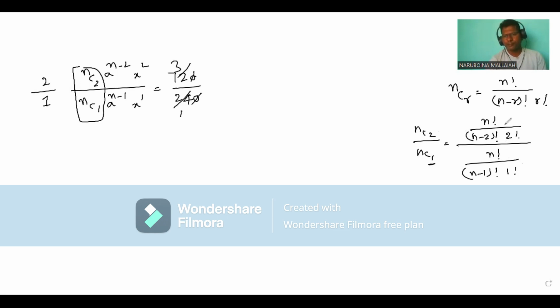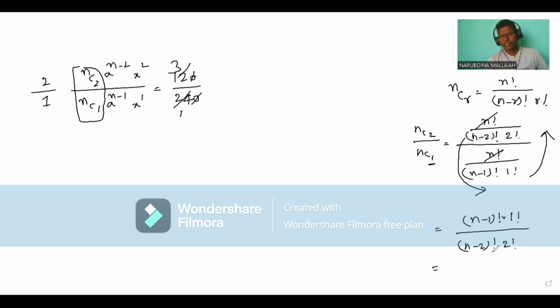Here, this n factorial gets cancelled. This term goes up, this term comes down. That means n minus 1 factorial into 1 factorial divided by n minus 2 factorial into 2 factorial.